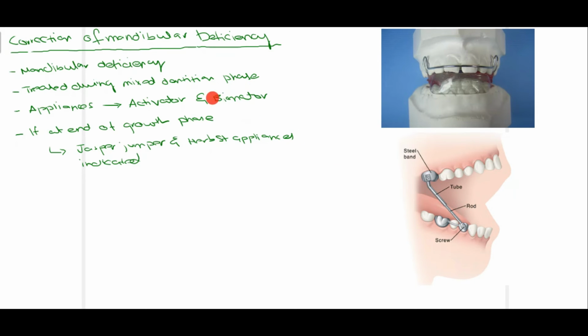In some cases, where the patients are at the end of their growth phase, we can also use other advanced and more rigid appliances, that are the Jasper jumper and the Herbst appliance as well. As you can see, this is the Herbst appliance. This is the steel band, tube, rod and screw, and it moves the mandible in an anterior direction to correct its deficiency. So we've talked about how we can influence maxillary prognathism and mandibular deficiency in growth modification phases.